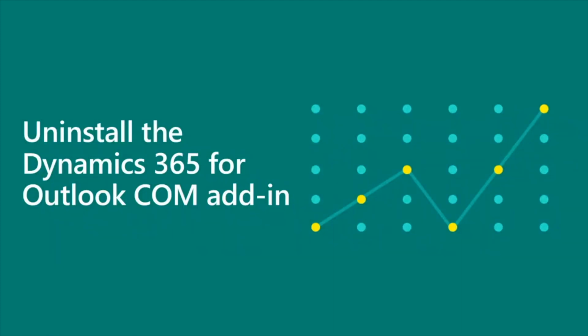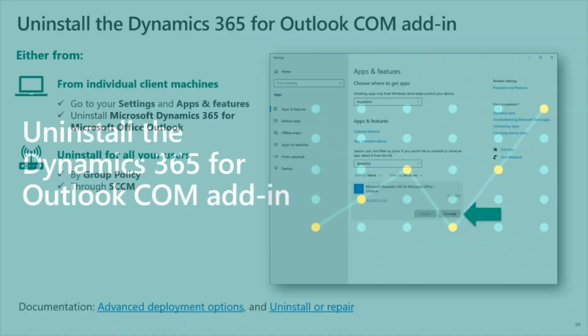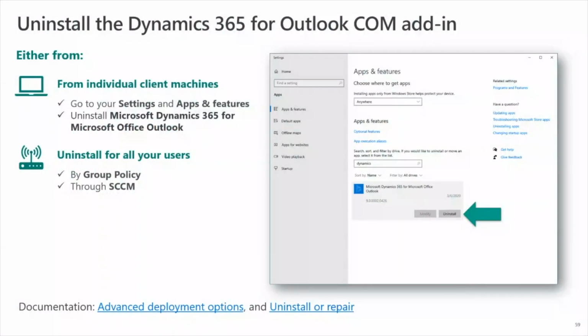One of the steps is also to uninstall the COM add-in from the client machines. So that's either an individual action from all of your users that need to go on their machine to the settings part, apps and features, and uninstall Dynamics 365 for Microsoft Office Outlook. So really uninstall this from their machine. Or if you're using SCCM, you can do that in bulk, and you can do that by group policy.